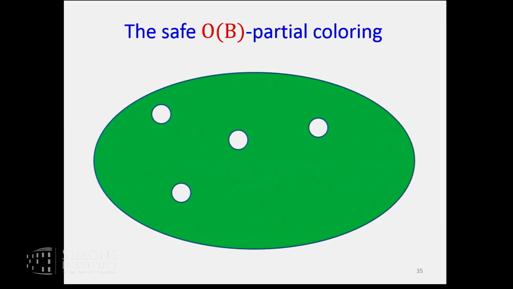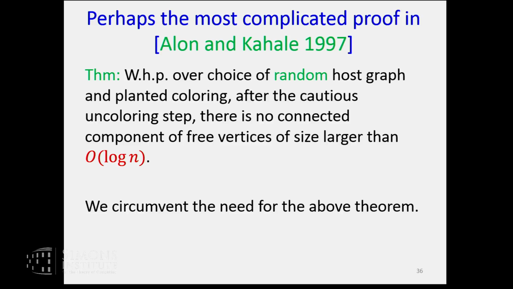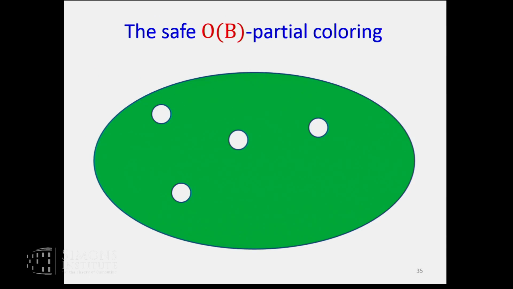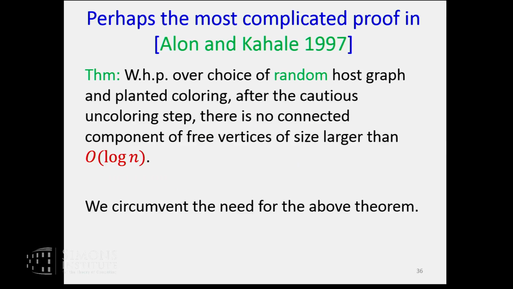So the one most interesting step that changes in the analysis is the last step, going from the safe partial coloring, completing it using dynamic programming. So that's the one step, I think, where the difference is maybe more significant. Perhaps the most complicated technical part of the paper of Alon-Kahale was to show that in this step, each connected component of uncolored vertices is small, of size order of log n. This was not an easy proof. And we circumvent the need to prove such a thing because in our setting it's even more difficult to prove it.